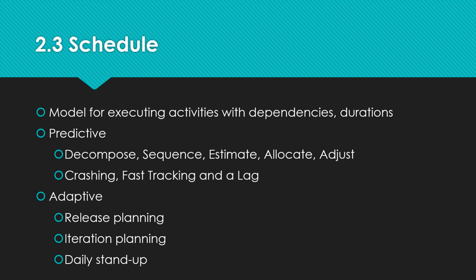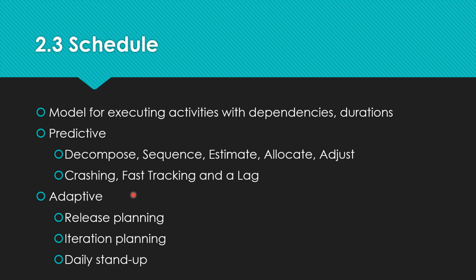The third aspect in planning is schedule, right? Schedule is a model of executing activities. It's a model that gives the way of executing the activities along with the dependencies and durations, right? In a predictive method, you decompose your scope statement to WBS, sequence the activities, estimate each activity, allocate resources and adjust. You can use crashing and fast tracking for schedule compression.